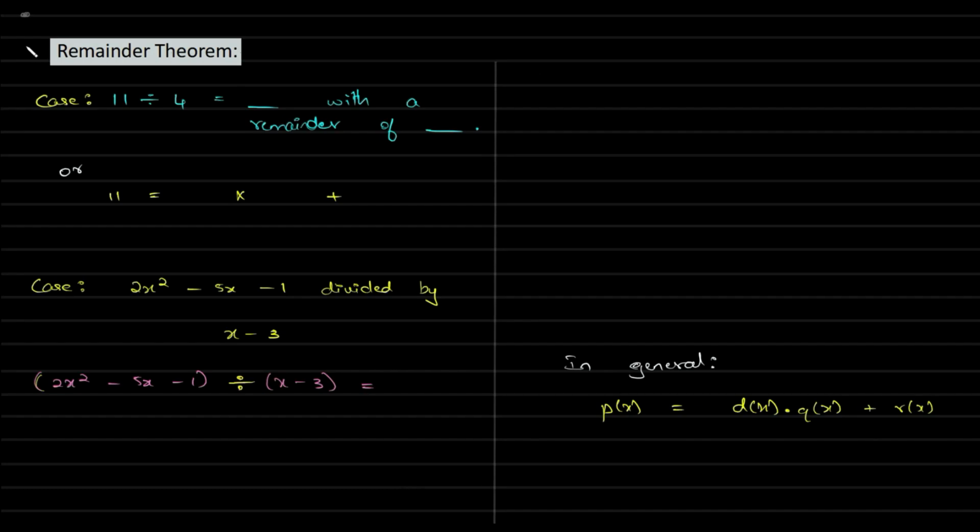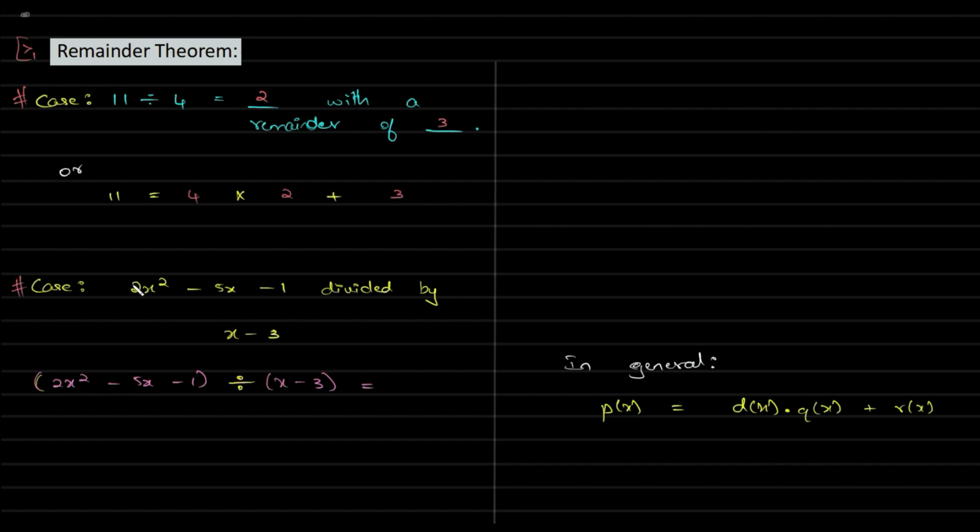We are learning the Remainder Theorem. So to discuss remainder, we need to talk about division first. So we'll start with division of numbers. 11 divided by 4, we get 2 as a quotient with a remainder of 3. So this can be rewritten as 11 is equal to 4 into 2 plus 3.